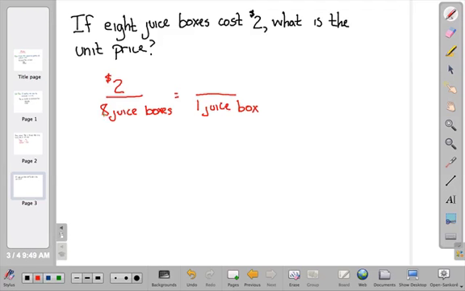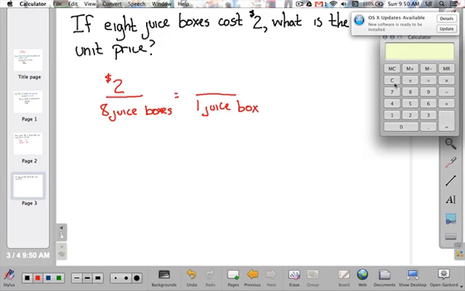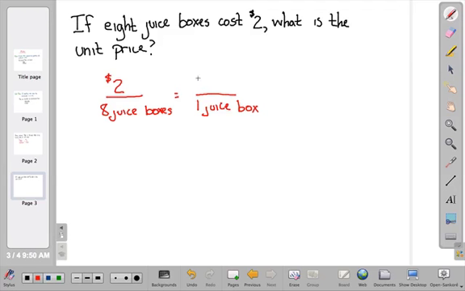Remember, we have to figure out what we mathematically have to do in order to go from 8 to 1. We divide. 8 divided by 8 is 1. So if I divide 8 by 8, I also have to take the 2 and divide it by 8. So I go back to my calculator: 2 divided by 8 equals 0.25. That means these juice boxes cost $0.25, or 25 cents, per juice box.